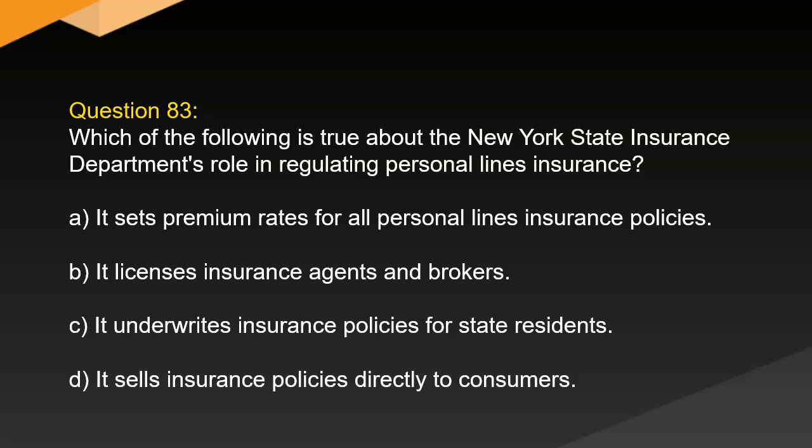Question 83. Which of the following is true about the New York State Insurance Department's role in regulating personal lines insurance? A. It sets premium rates for all personal lines insurance policies. B. It licenses insurance agents and brokers. C. It underwrites insurance policies for state residents. D. It sells insurance policies directly to consumers.